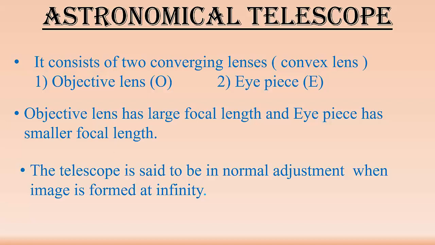This telescope is said to be in normal adjustment when the image is formed at infinity. Under normal adjustment of this telescope, the image is formed at infinity. That is why the image is highly magnified as well as inverted. So here we have only one case, because under normal adjustment itself we get a highly magnified image, and that image is formed at infinity.